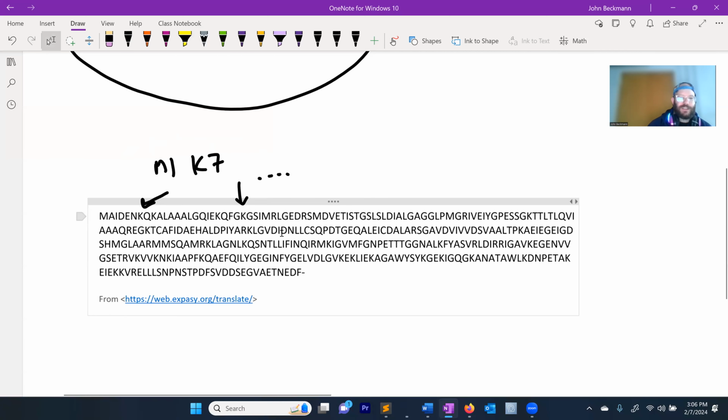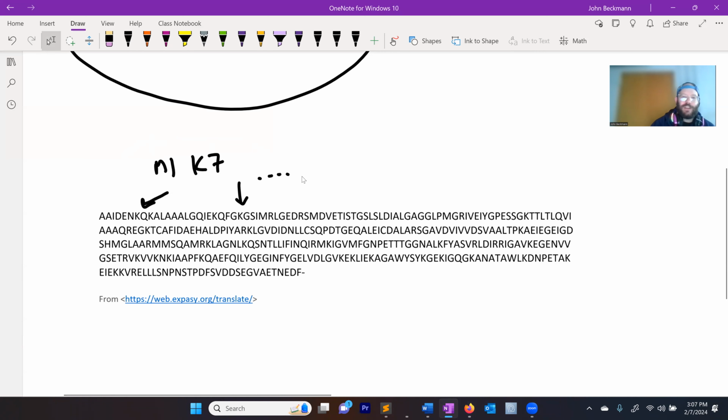So if I was to say change this methionine to an alanine, so if I was to make a mutation and mutate the protein such that it read like this, the annotation for that is M1A, which means methionine at position 1 has been changed to an alanine. Okay, so we'll do one more.